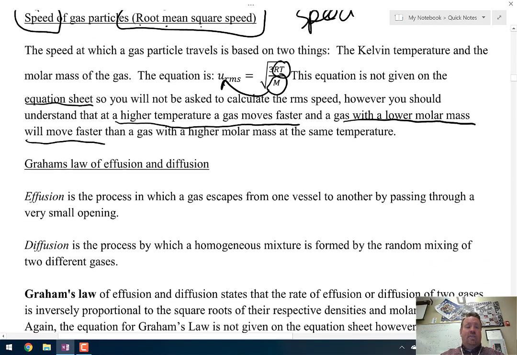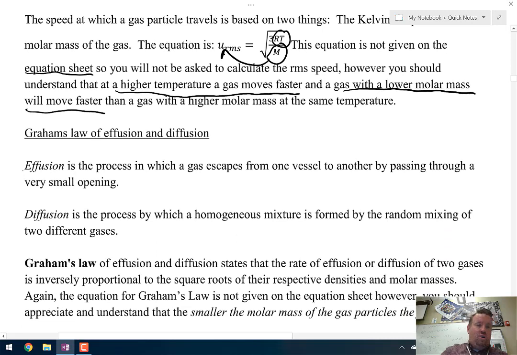Now, this actually goes right along with two terms that you might see once or twice on the AP test. One of them is called effusion. Effusion is the process in which a gas escapes from one vessel to another by passing through a very small opening. Usually that means something like a balloon.